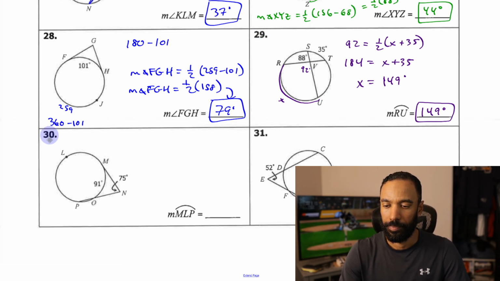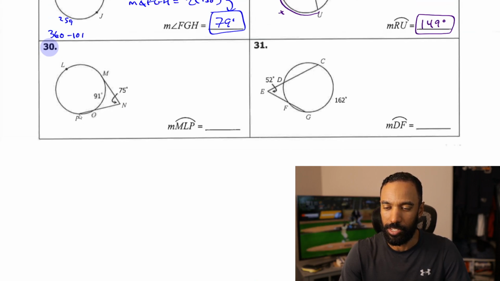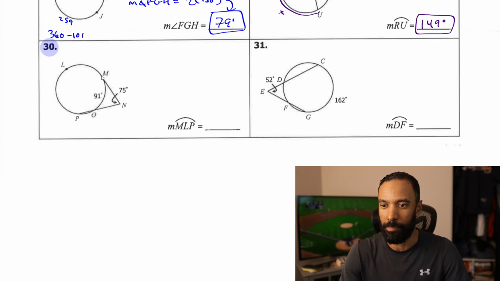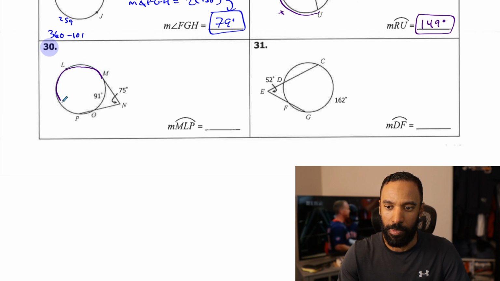Number 30. Make no mistake, that right there is a secant line because they show the P and O. That does make it a secant segment, and they're trying to find the measure of arc MLP. So it's not like it's just 360 minus that. This part is just missing from the information. But this is the other part of the intercepted arc from the angle that's made all the way to P.